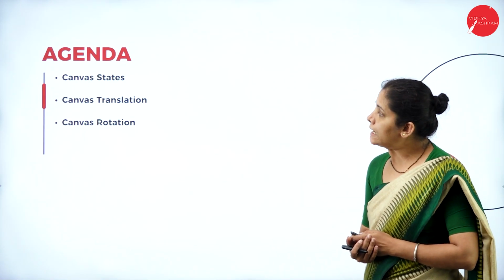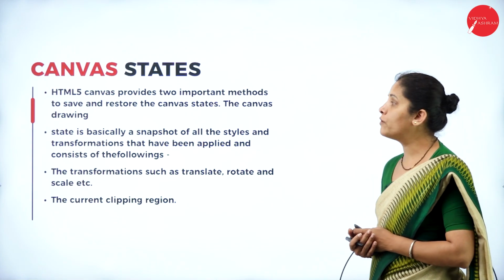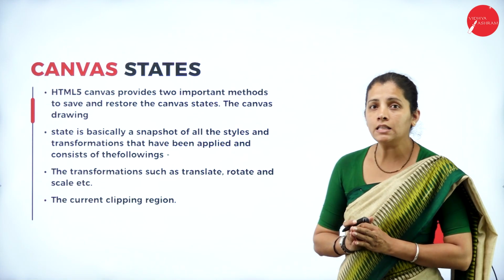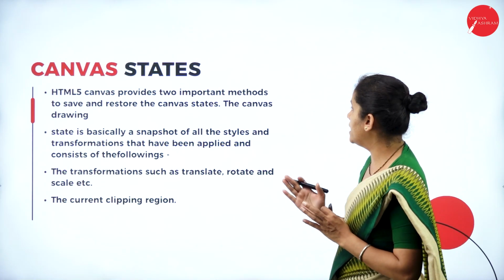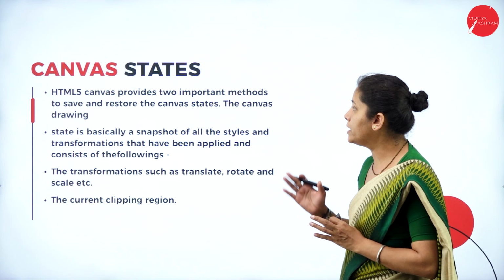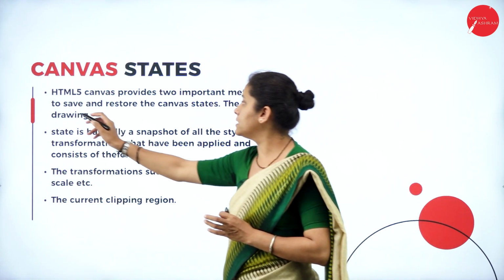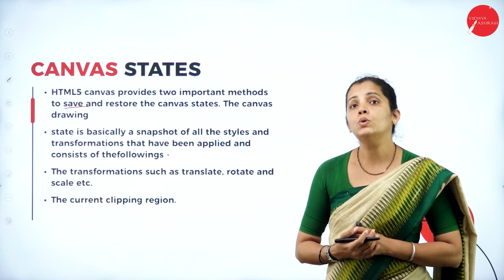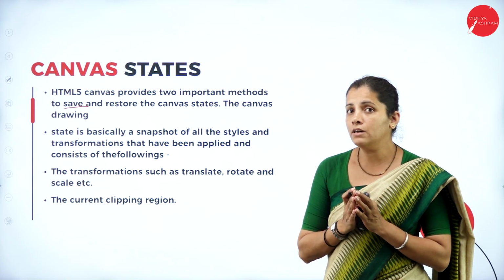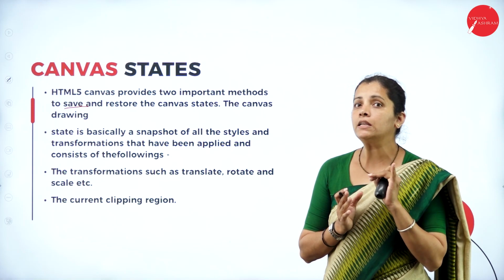Okay, fine. Let's discuss the states of the canvas. If I consider canvas, I have two important states. So which are the two important states? That is nothing but the save and restore. So what are the two states of canvas? That is save and restore.